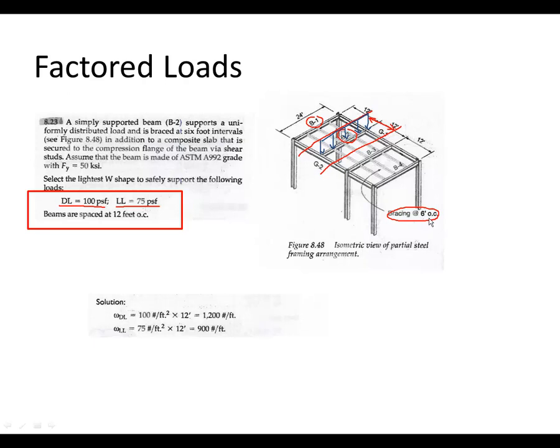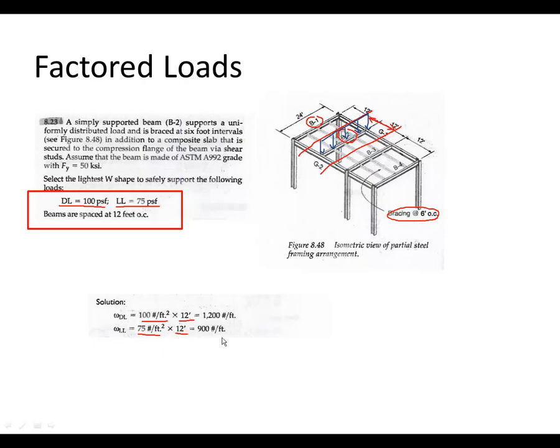To take that distributed area load and convert it to that distributed line load acting all the way along the beam, we first take that 100 pounds per square foot, that's our dead load, multiply by the 12 feet tributary width, and we determine that we've got 1,200 pounds per foot of dead load acting along that beam. Same thing with the live load, 75 pounds per square foot, multiply that by the tributary width, and we've got 900 pounds per foot.